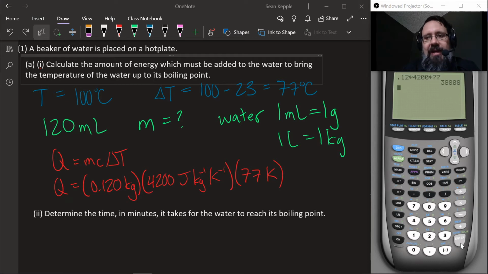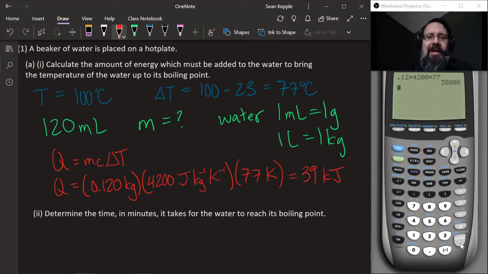So we end up with 38,808. So I will call that 39 kilojoules. So we have about 39 kilojoules of energy to bring this water up to its boiling point. Now that's not to boil the water. That's going to take a ridiculous amount of energy.